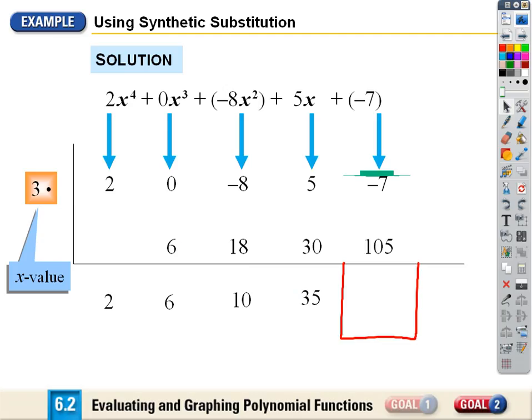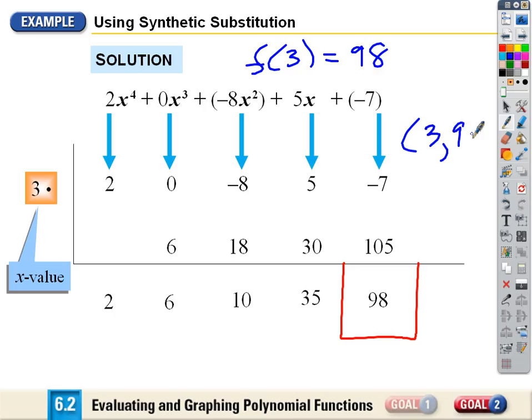So the value of the function, in other words, what we could say then is f of 3, the function evaluated at 3, is 98. Another way of thinking about that is that a point that sits on this curve is the point x equals 3, y equals 98. Those are all equally valid ways of thinking about that. That's the value of the function when x equals 3. Okay, make sense? All right, that's a good place to stop for today.